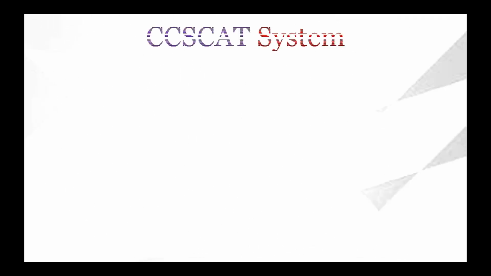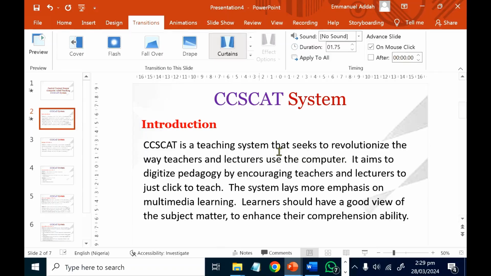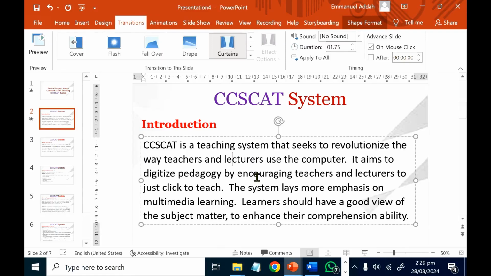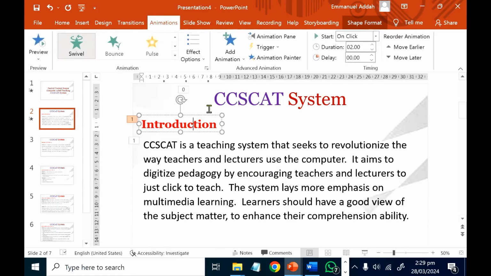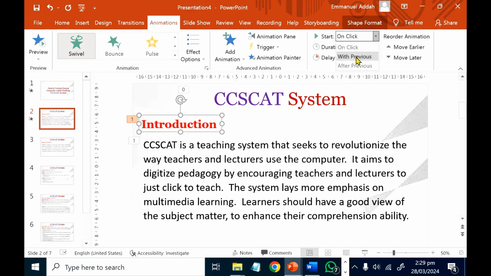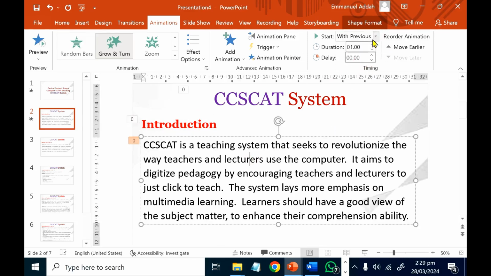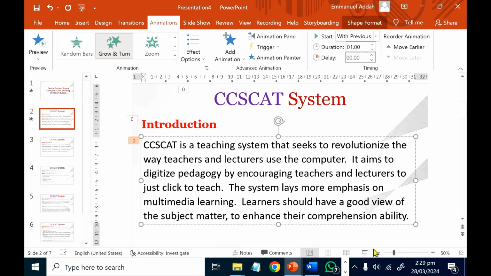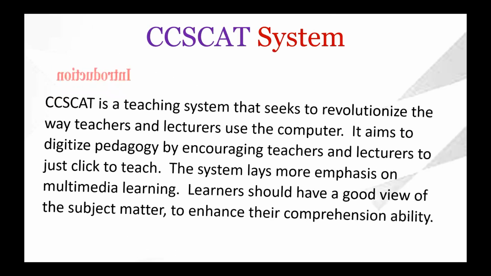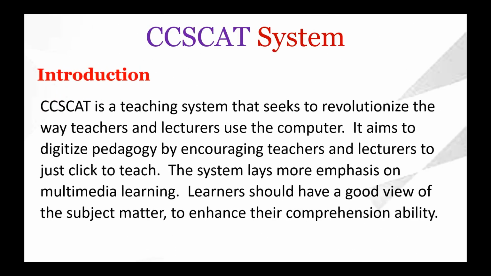So to preview it, you can just click on this here. Can you see that? See it? See that? The CCSCAT system. Now, the other text, we are not asked to come in after they are still on mouse click. So you click on this, you go to animation. Okay. You see this is still on mouse click. You open this and say after previous. Click on this, with previous. Okay. Go is okay. So let's preview it. Click on this. You see that? Beautiful. That was it.